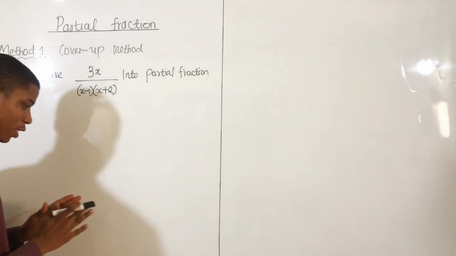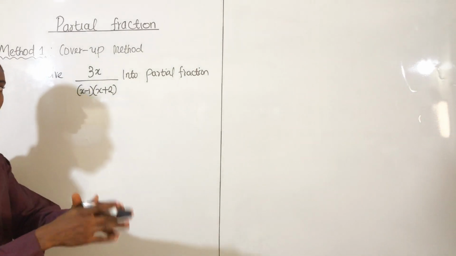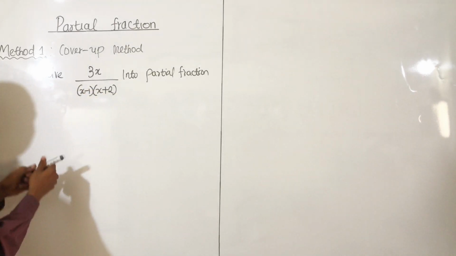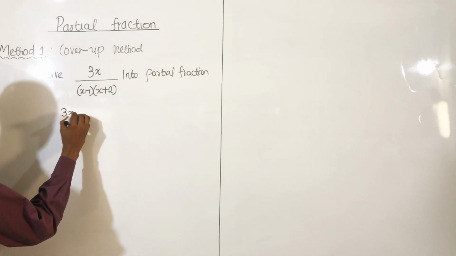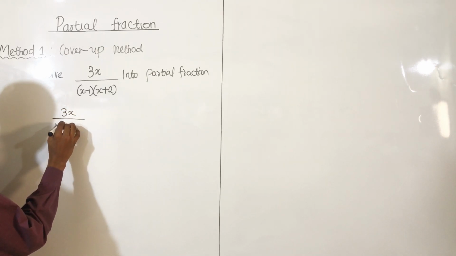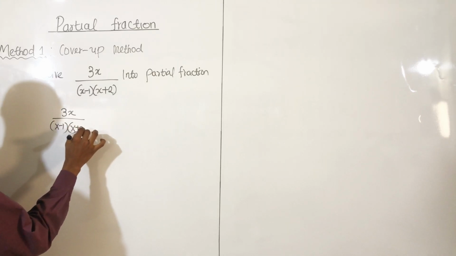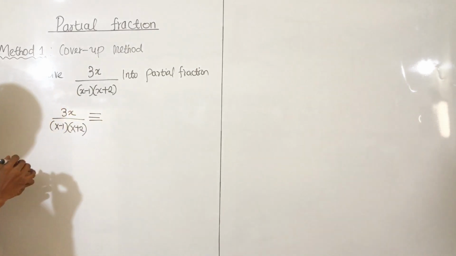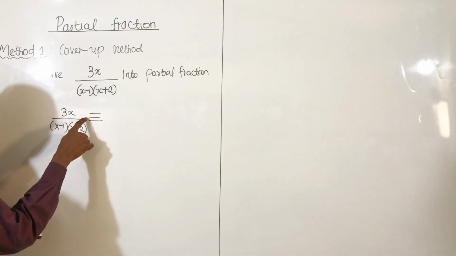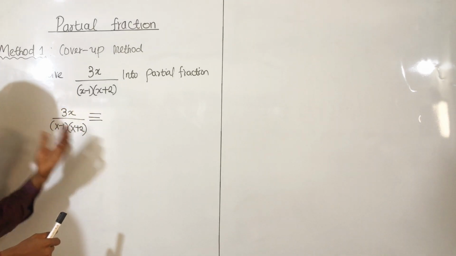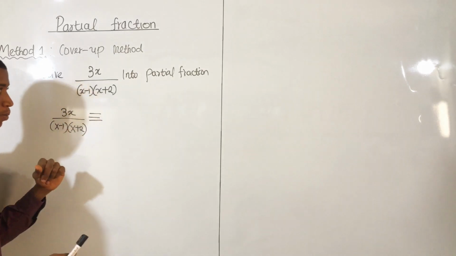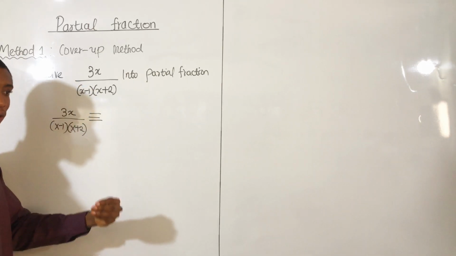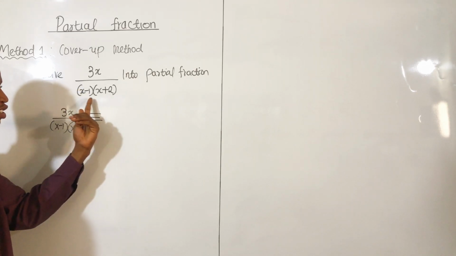In any question where you're told to resolve an equation into partial fractions, we must first of all bring down that equation. So we have 3x over x negative 1, x plus 2. Now you will put three lines, more like an equality, but it's not equality: 1, 2, 3. And first of all, we must identify which type of partial fraction this is. Because we said that the types of partial fractions are given based on how the denominators look.